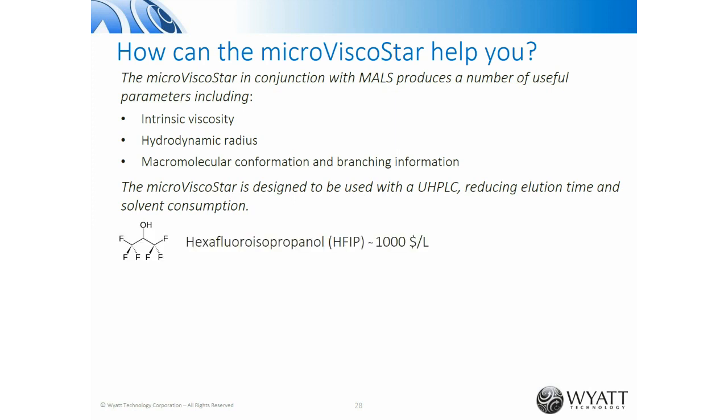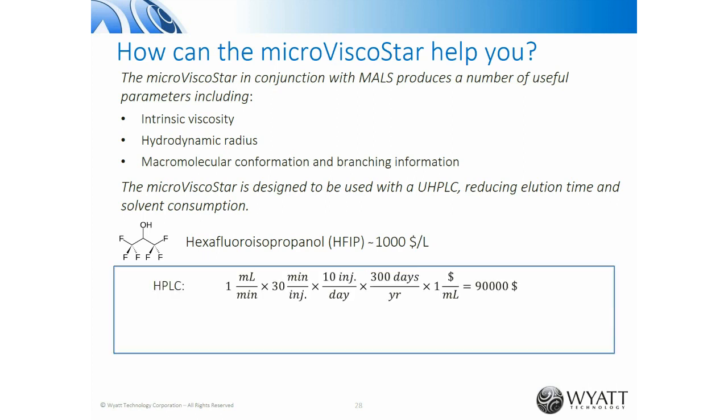Let's say you're using hexafluoroisopropanol, HFIP, which costs $1,000 per liter. And looking at a hypothetical workflow, let's say you have a flow rate of 1 ml per minute, and your experiment takes 30 minutes, and you're doing 10 experiments per day. And you're doing experiments 300 days out of the year. You're taking it easy. So you multiply this volume times $1 per milliliter, and you get a solvent cost of $90,000 annually. If you use UHPLC, you would use 1/3 of the solvent you would for HPLC. So your solvent costs will only be $30,000. So that's an annual savings of $60,000.